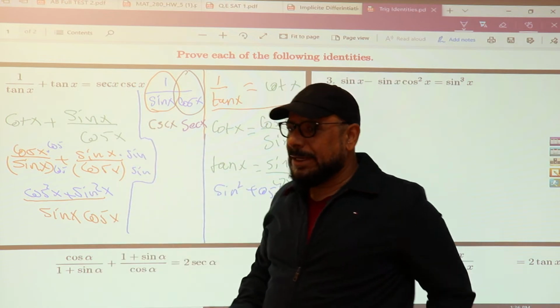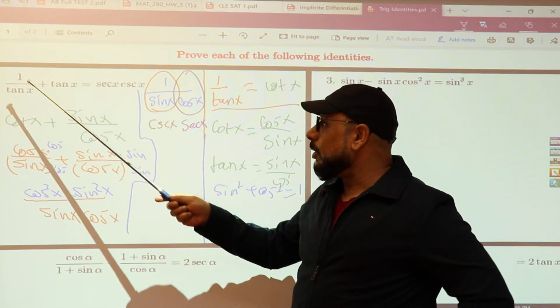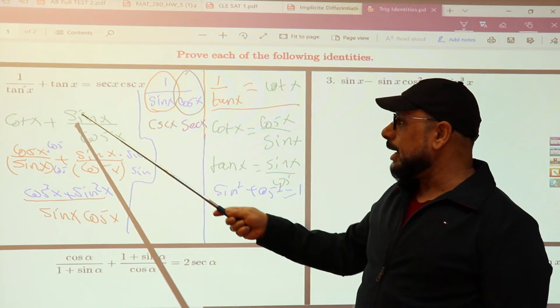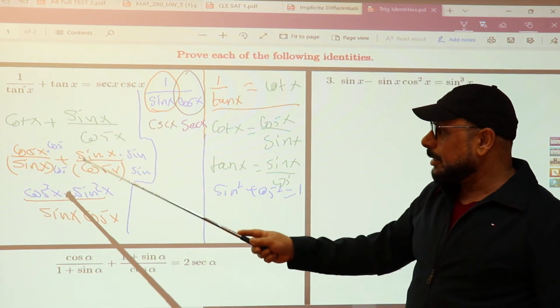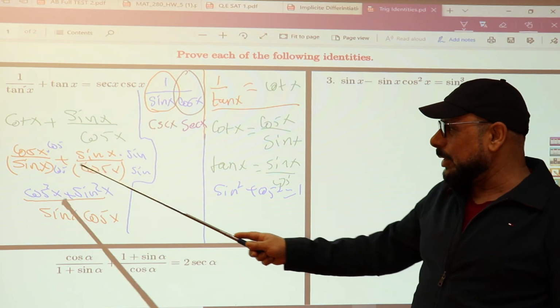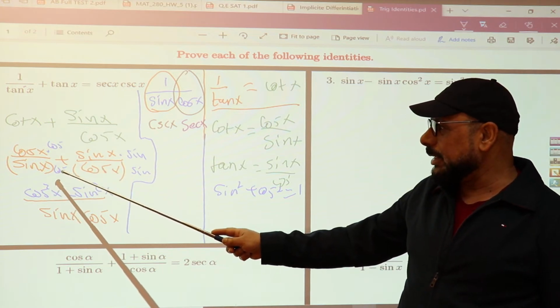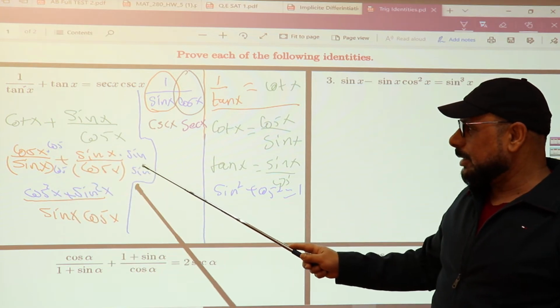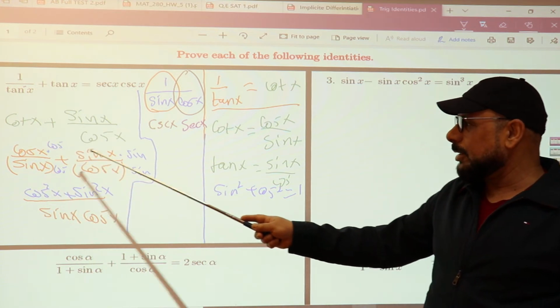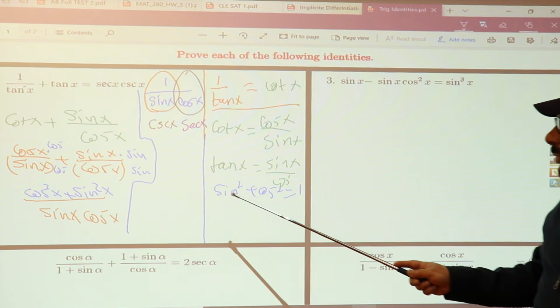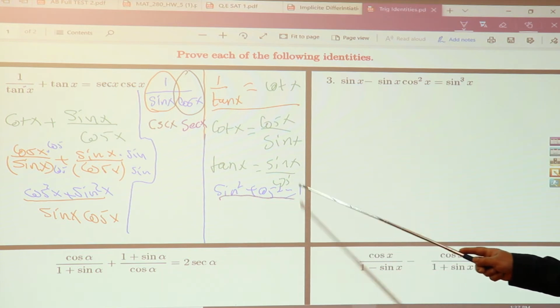One more time. 1 over tan is cotan. Tan is sine over cosine. Cotan is cosine over sine. Now we have sine and we have cosine, so we have to have the same denominator. We multiply this by cosine, this by sine: cosine square, sine square, and we know that sine square plus cosine square equals 1.